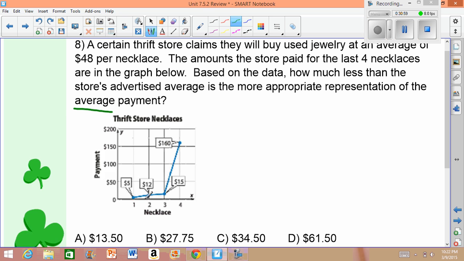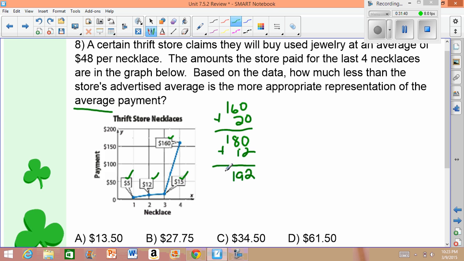So we need to add all of these up and divide by how many we have. So I'm going to start with our highest amount, which is 160. And I'm going to add 15 plus 5. So that gives me 20 more. So that puts me at 180. And then I'm going to add the $12 to it as well. So that puts me at $192 for the total for all 4.